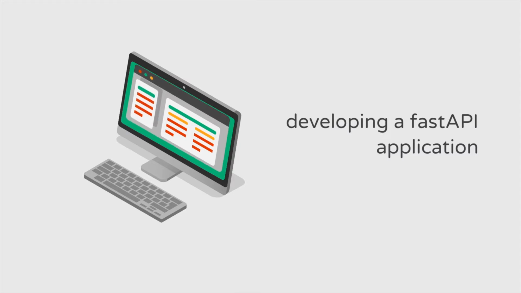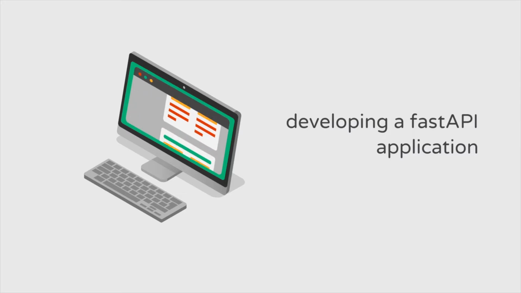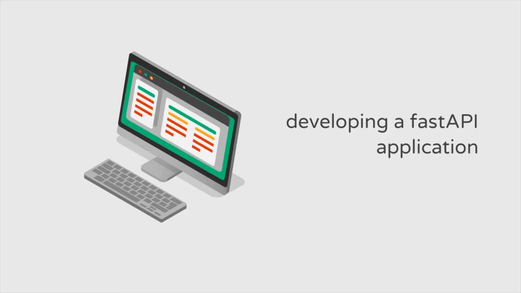In the last series I focused on deploying a React web app to the major cloud providers. In this series we'll be taking a look at how to develop and subsequently deploy a FastAPI application to the major cloud providers. As always, links to my GitHub can be found in the description.